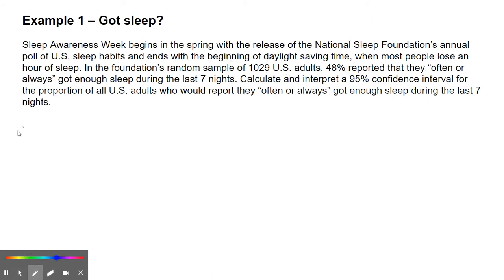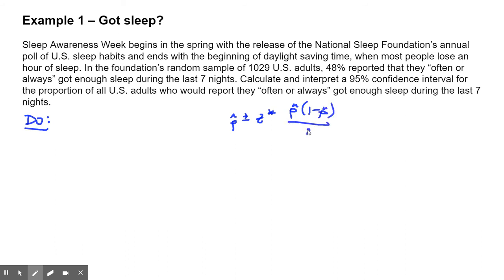All right, so here we go. Let's do them now. When we do the calculations, we need to build this interval: p hat plus or minus z star times the square root of p hat times 1 minus p hat all over n. So this is p hat, this is p hat, and this is n. And again, that's all inside a square root. So from step 2, the plan, I know that n is 1,029. I know that p hat is 0.48, but now I need to find z star.